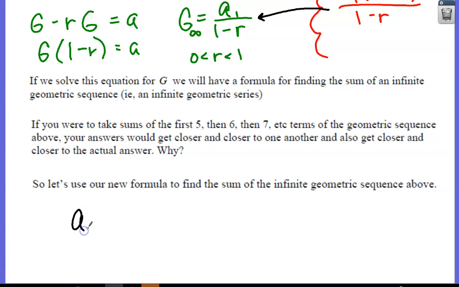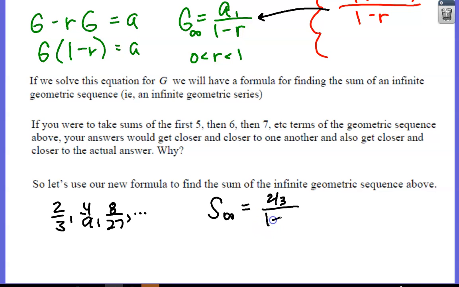Okay. So let's try to find the infinite sum for the one that we just did. What did we have? I think we had 2/3, 4/9, 8/27, and so on and so forth. So if we wanted the infinite sum, which I would tend to write like this rather than G, the infinite sum would be your first term, 2/3, over 1 minus your ratio. Your common ratio here is 2/3. So you get 2/3 over 1/3. You can multiply by the reciprocal and you get 2, which is basically, if you kept going forever and ever, the sum of this series ends up being 2.